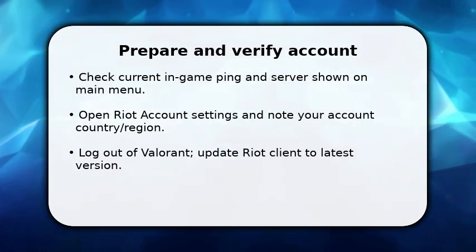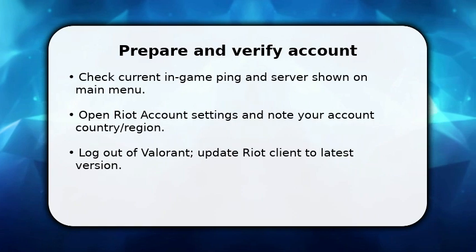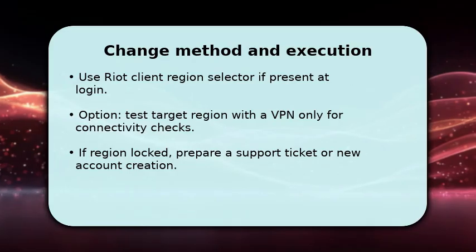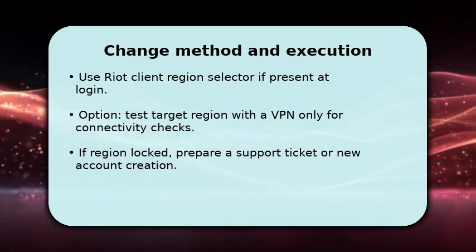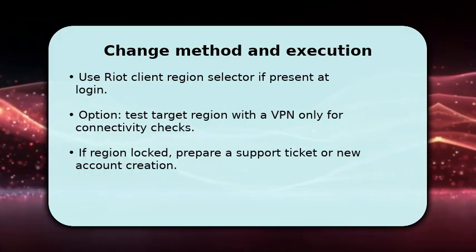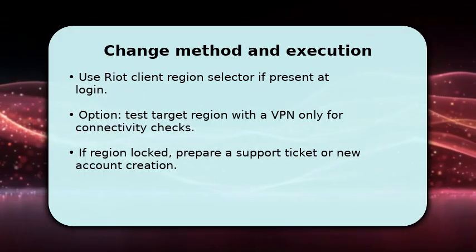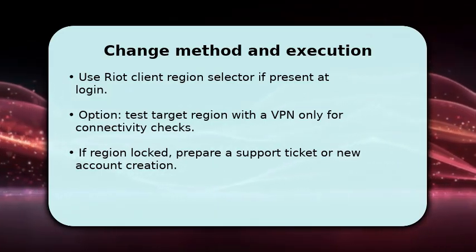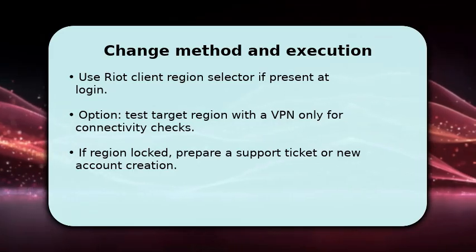Now you perform the actual change using available safe methods. If your Riot client shows a region selector at login, choose the target region and relaunch. This primarily affects matchmaking and points. If no selector exists, you can test connectivity through a trustworthy VPN to see ping differences, but make sure you understand account and TOS risks. Do not use VPN for ranked play.